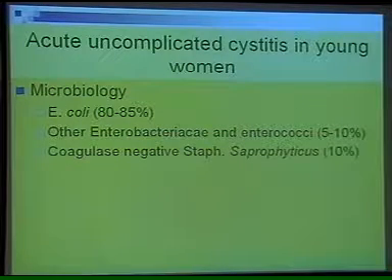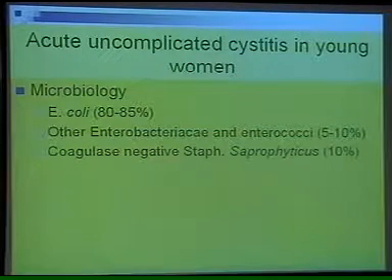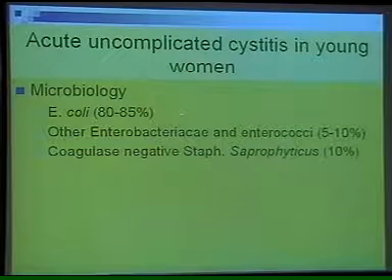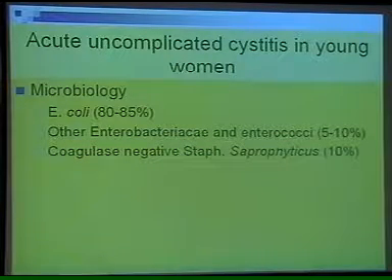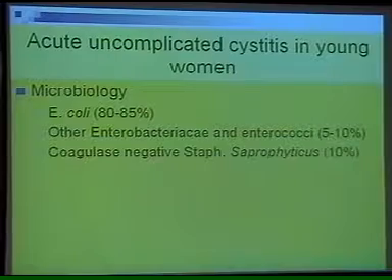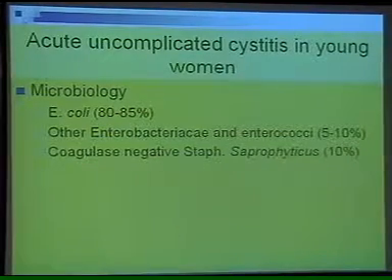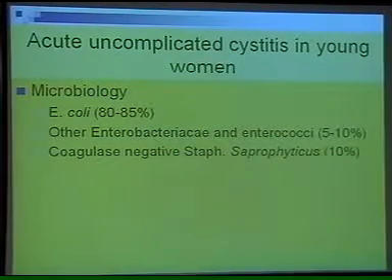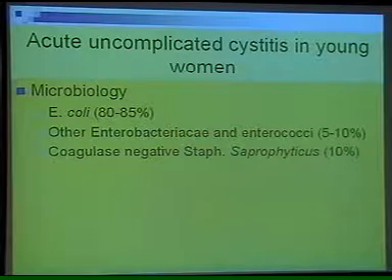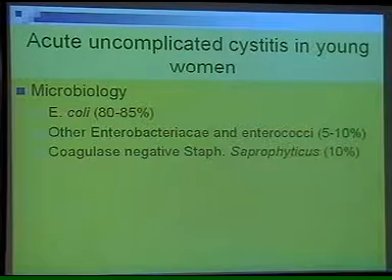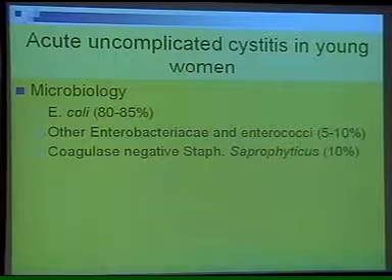What's the microbiology in uncomplicated cystitis in young women? The most common cause is E. coli, and the other one is coagulase negative Staphylococcus saprophyticus, but only 5 to 10% have other Enterobacteriaceae or Enterococci as a causative organism.